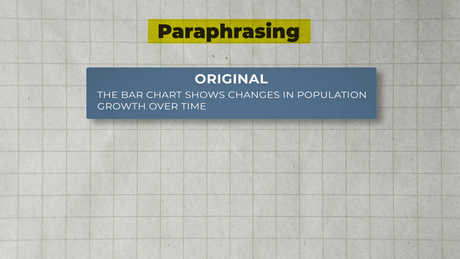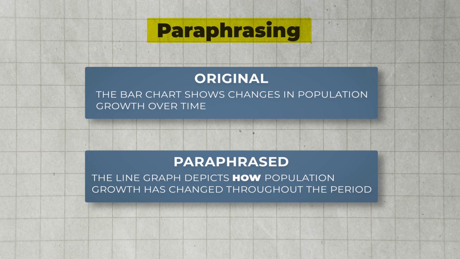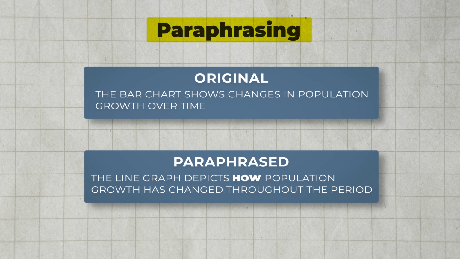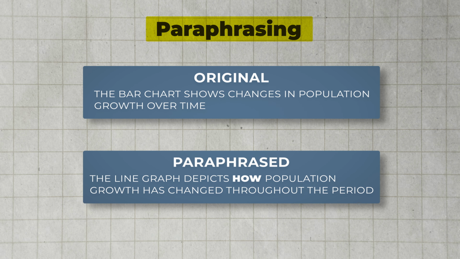For example, the bar chart shows changes in population growth over time. The line depicts how population growth has changed throughout the period. You can also change word order.